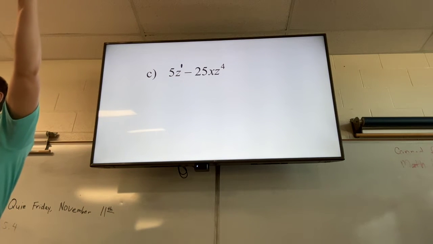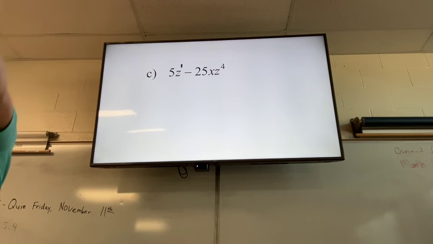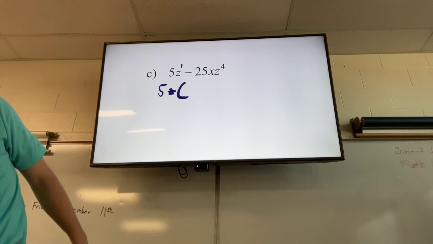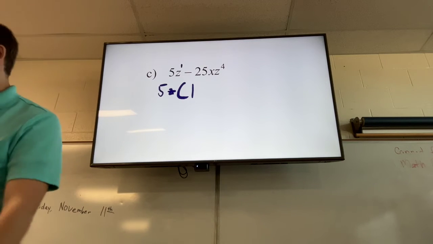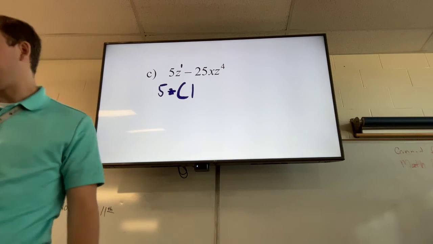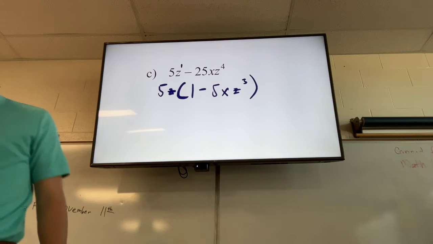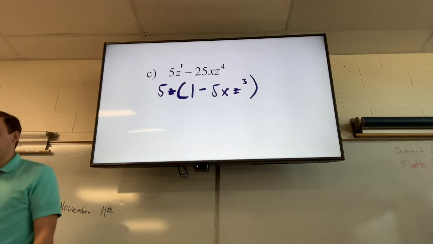And then do my coefficients have any common factors? 5, yeah. So we'll pull out 5z. And then 5z divided by 5z is what? 1. And then minus 25xz to the 4th divided by 5z is what? Wouldn't that be negative 5x over z to the 3rd? Just times z to the 3rd.